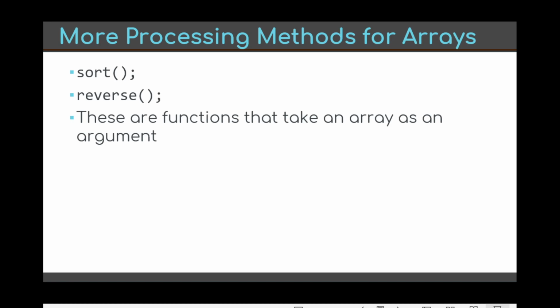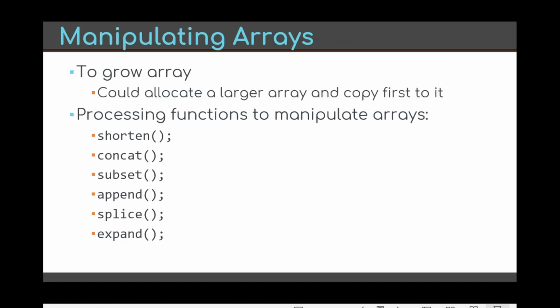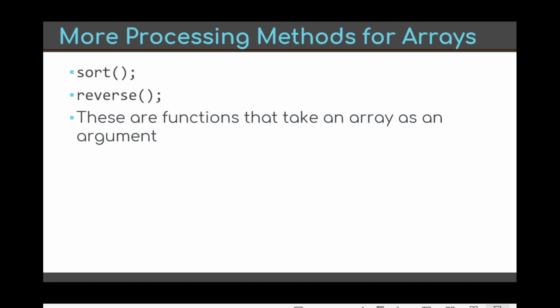So you can sort, you can reverse. So the last index, the length minus 1, will be index 0. Index 0 will be length minus 1. And it'll swap, reverse the order of everything in your array. So these take an array as arguments, and we'll take a look at that. So you actually call sort and put your array as the first parameter. Same with reverse.